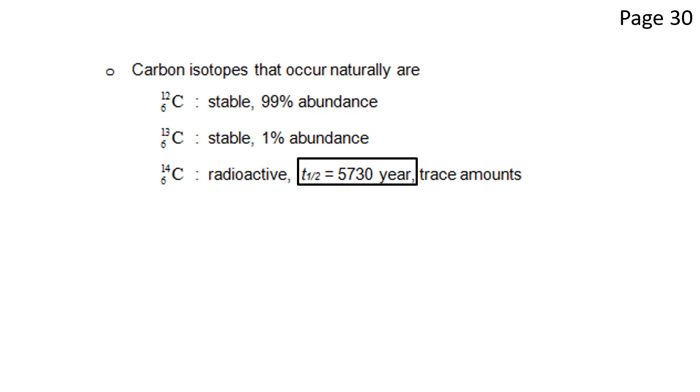There are three isotopes of carbon we may find in nature. The most common one is carbon-12, which is stable and accounts for about 99% of all carbon. About 1% of the carbon we find in nature is carbon-13, which is also stable. And about 1 in every 1 trillion carbon atoms we find in nature is carbon-14, which is radioactive with a half-life of 5,730 years.